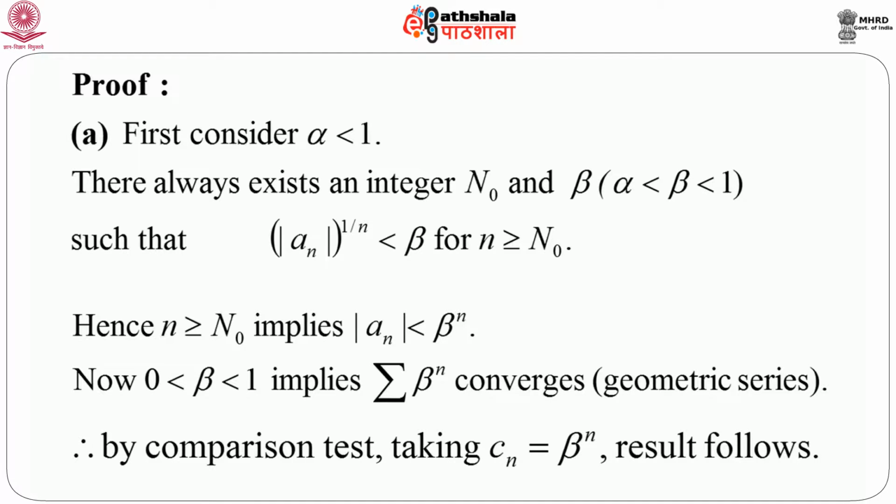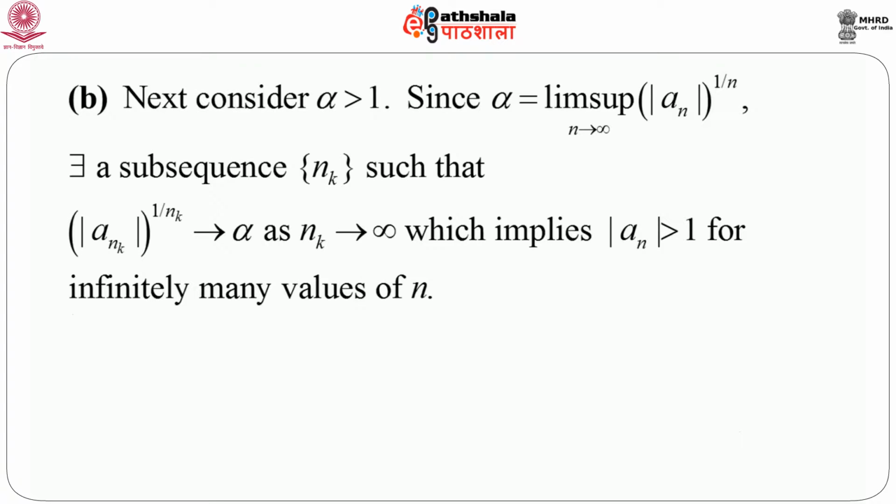So, here the trick is that we are applying the comparison test on modulus of a_n, and the dominating term is just C_n in the comparison test. C_n is actually beta to the power n, because we are considering the summation of C_n. So, C_n should be beta to the power n, that means the common ratio is beta. Next, we consider alpha greater than 1.